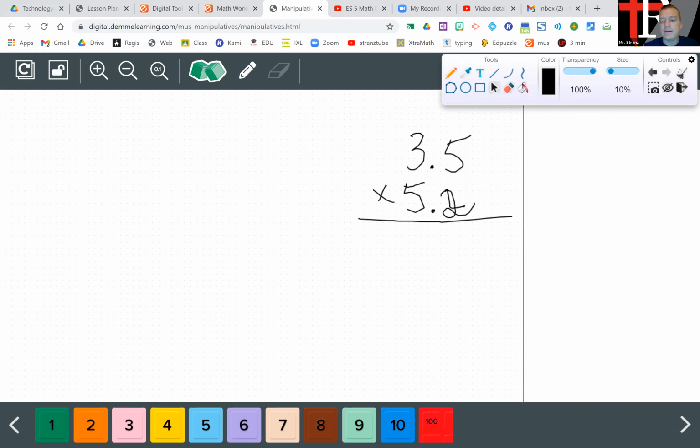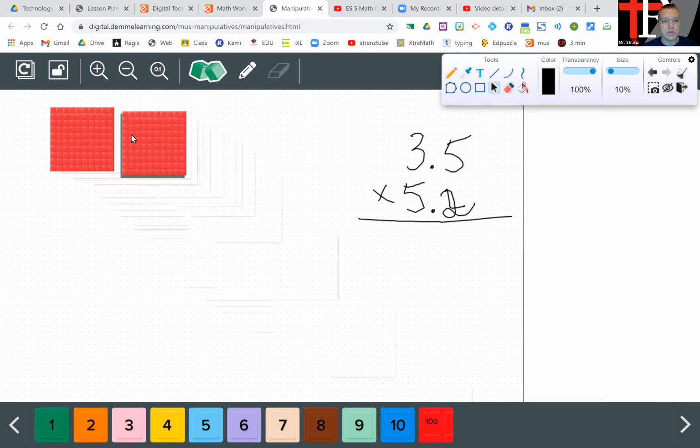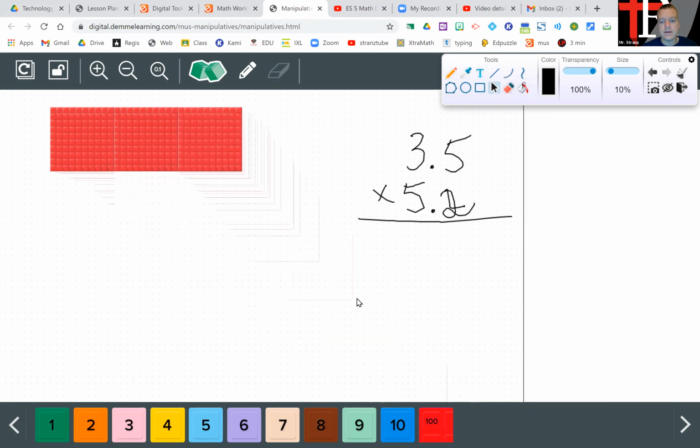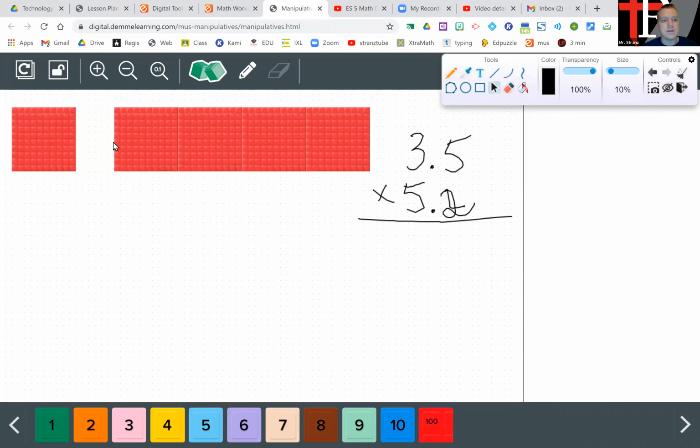Okay, so I'm going to go ahead and build that. So I'll do the 5.2 first. So I'm going to have 1, 2, 3, 4, and 5. Need to give myself a little bit more space. 2, 3, 4, 5, and I have 2/10 that I still need to put on there. So there's 1/10, there's 2/10, and we're multiplying that by 3.5.